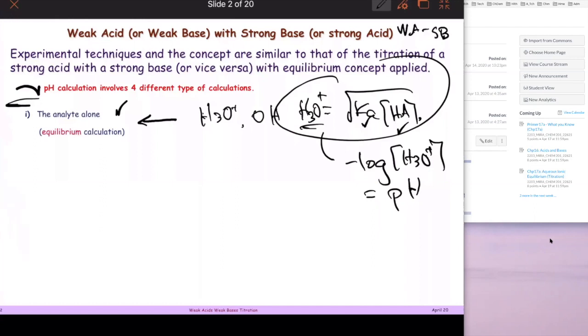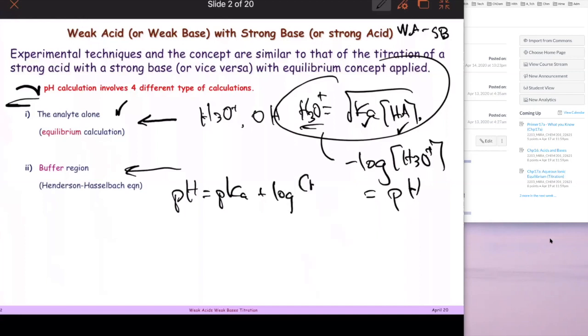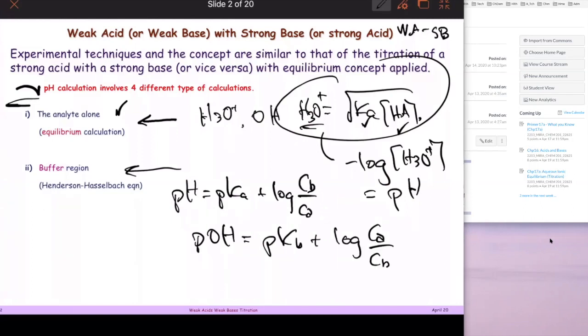The next part is the buffer, and we just finished talking about this. The buffer equation is pH equals the pKa plus the log of the conjugate base over the acid. It's always the base over the acid, unless, of course, you're calculating pOH, which is equal to the pKb plus the log of the conjugate acid over the conjugate base. But that's the buffer equation that you will use.